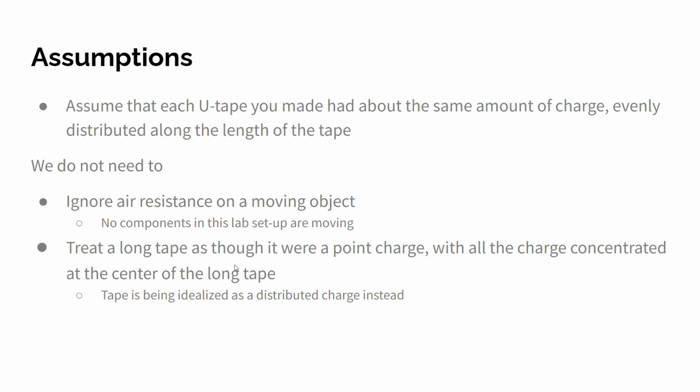As for the improvements we've made to our model in Lab 2, we are now assuming that the U-tape has the same amount of charge, but it's evenly distributed along the length of the tape instead of being one point charge right at the center of the tape. We are still ignoring air resistance as there's no significantly moving objects in this lab.